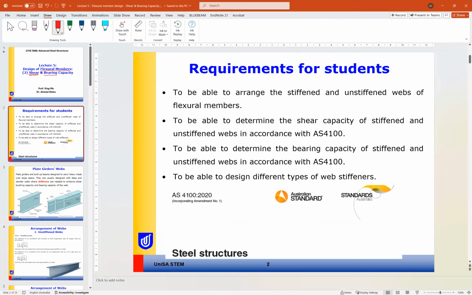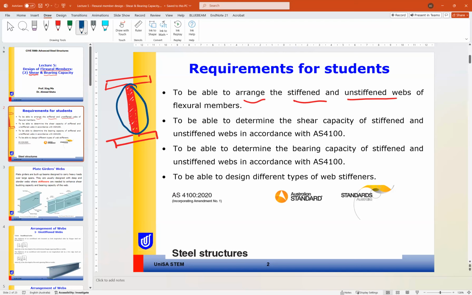After today's lecture, you will be able to arrange stiffened and unstiffened webs for flexure members. This means that we will be able to know the dimension for web. Our topic today will be focusing on the web because the shear and bearing mainly depend on the web properties. We have two types of webs, stiffened web and unstiffened web, and we will see what is the difference between them.